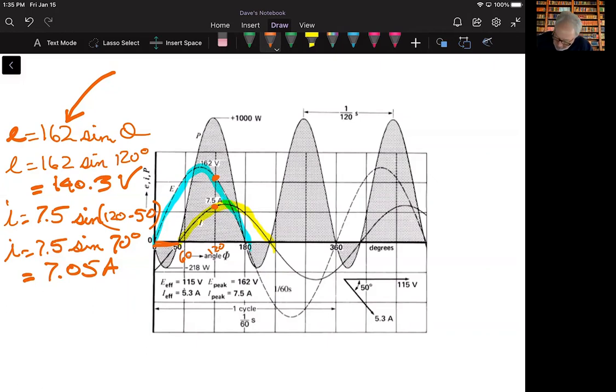Now, what you could do, and what I want to show you here, is that you could pick all these points on this curve and all these corresponding points on the current curve, and you multiply them together, and that's where this power curve is developed. This is just showing us the product of the instantaneous voltage and current at the different points in the sinusoidal waveforms of voltage and current. And these are showing us the power. These are the power curves.